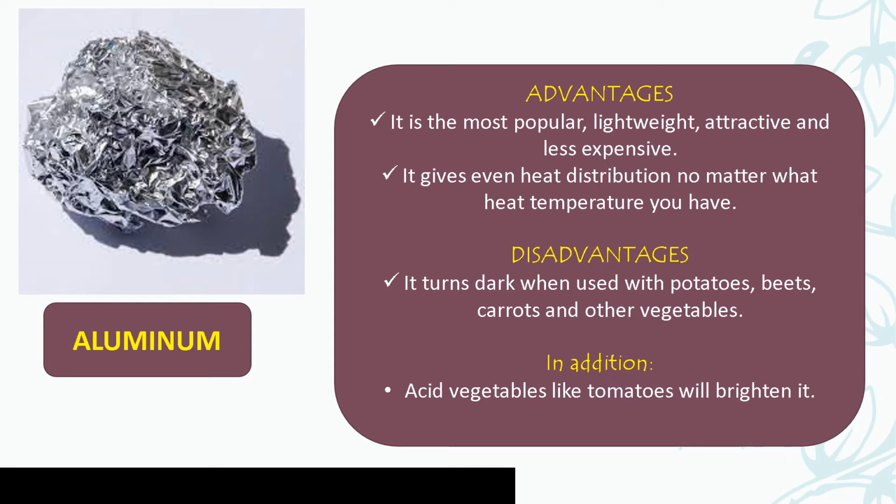However, the disadvantage of using aluminum is this. It turns dark when used with potatoes, beets, carrots, and other vegetables. But you can actually use acid vegetables like tomatoes so that it will brighten up. However, aluminum is the most used for making kitchen tools and equipment nowadays because it is less expensive.